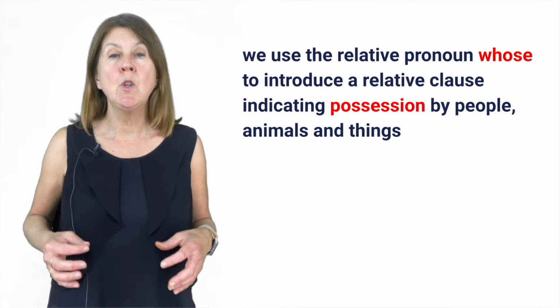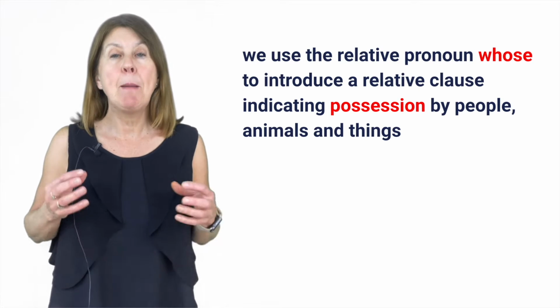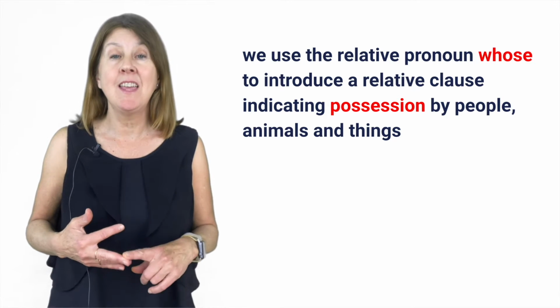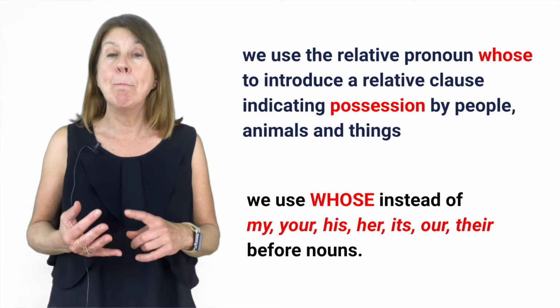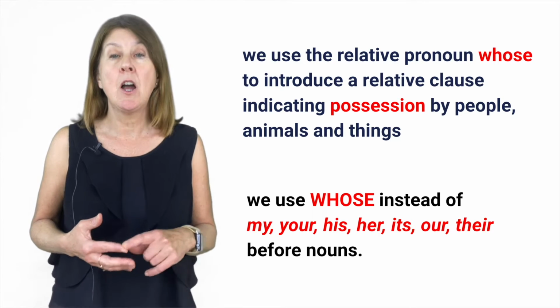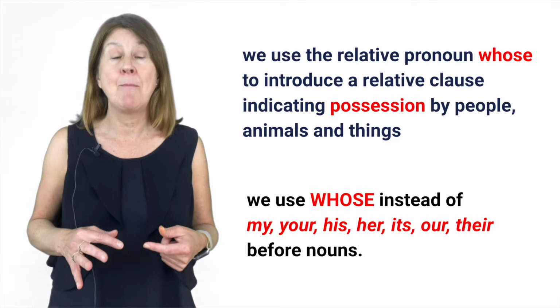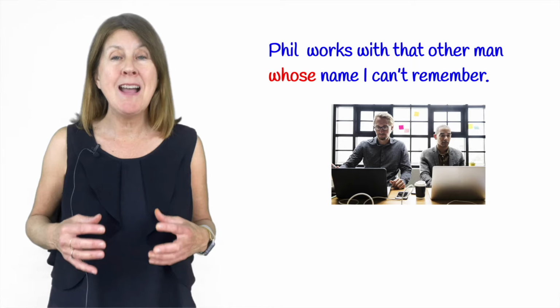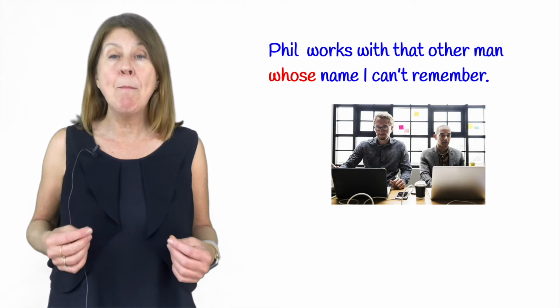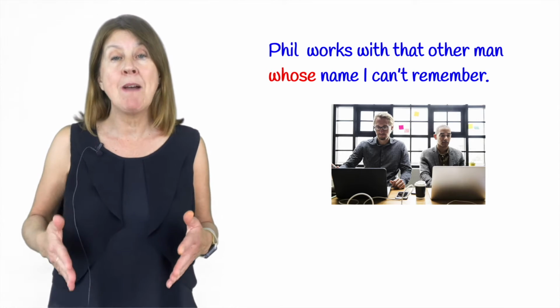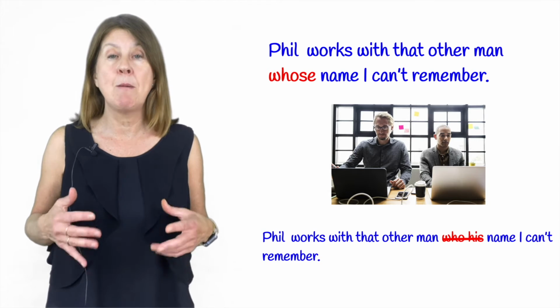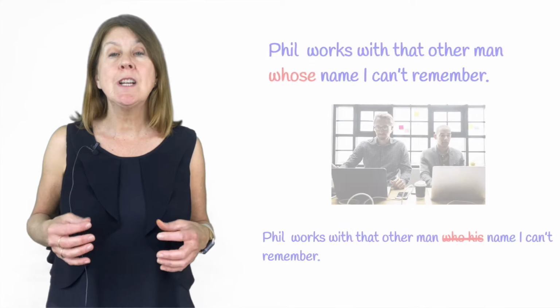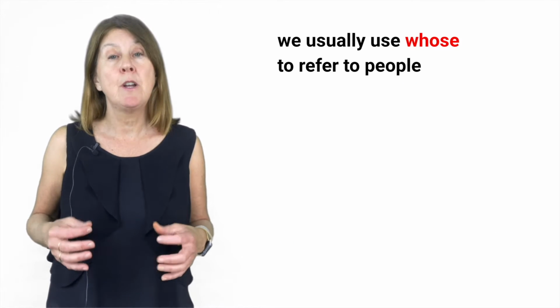We use whose to indicate possession by people, animals and things, and it's used instead of the possessive determiners my, your, his, her, its, our and their before nouns. For example, Phil works with that other man whose name I can't remember. The name belongs to the man, so we use whose and not who his name I can't remember. We usually use whose to refer to people.